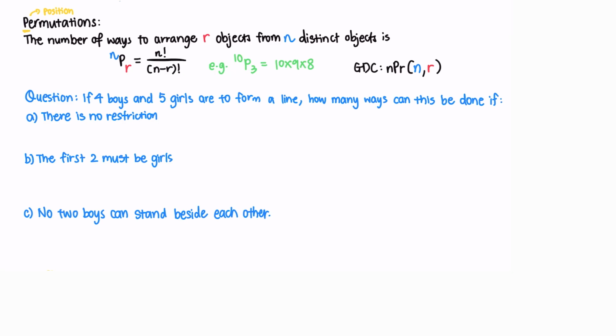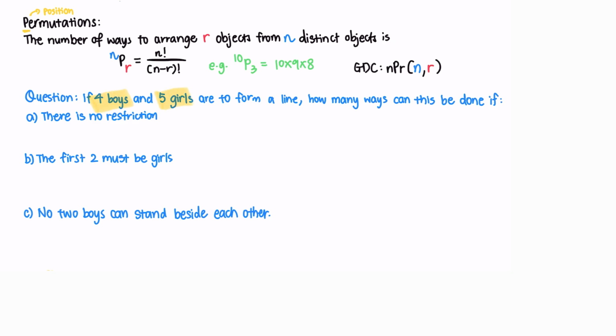And in case you wanted to know the GDC notation, you write nPr and bracket n, so in this case we have 10, comma r, in this case we have 3. Again, let me remind you, permutations is all about positioning or arranging different things, okay? Later we will learn about combinations, which is a little bit different. So let's try out a question.